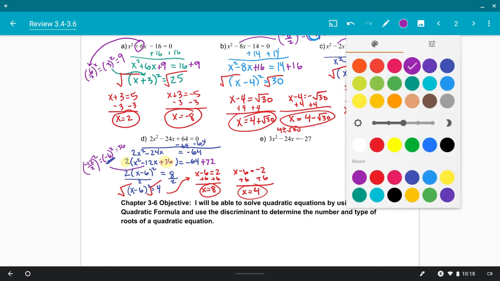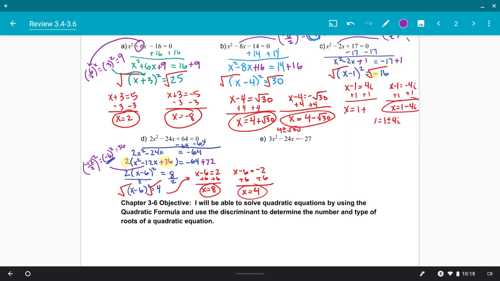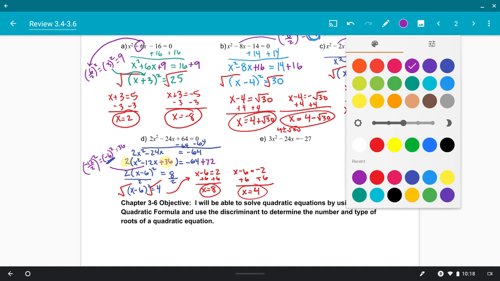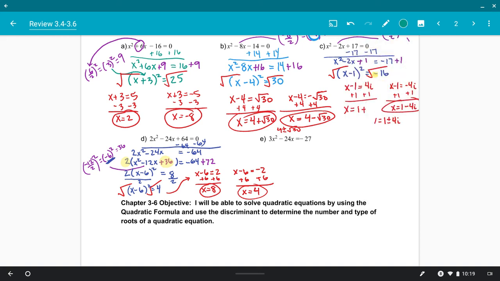All right. Then for this guy here, last one, that 27's already off to the side for us, which is kind of nice. We have one less move to do. So what we can do then is just start by factoring out the 3. So we'll have 3 times x squared minus 8x, leave a gap, equals negative 27. 8 times 3 gets us back to this 24.